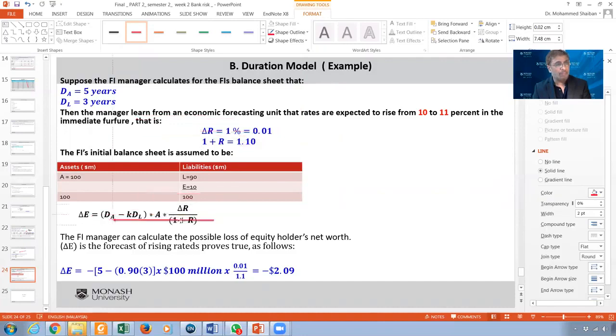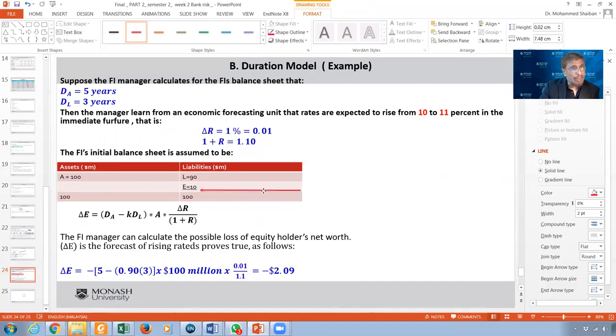The change in equity is duration of assets minus K, where K is the leverage, which means how much is the liabilities to the assets. So here, for example, I have the assets 100, the liability 90, which means the leverage is 90 over 100, okay? Which means liabilities over assets. So as you can see here now, duration of assets minus the leverage times the duration of liabilities, times the total assets, times the change of the interest rate over 1 plus the interest rate.